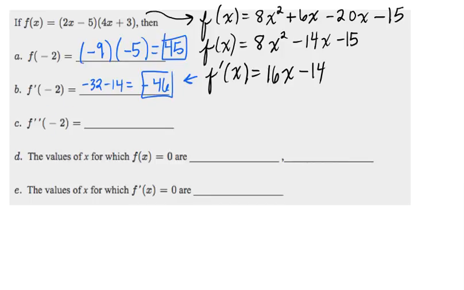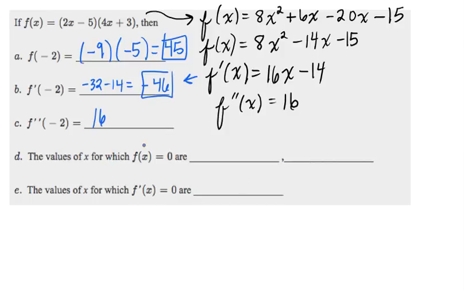And then for f double prime, we take the derivative of f prime. The derivative of 16x is always 16, and the derivative of the constant is 0. So f double prime at all values of x is always positive 16.